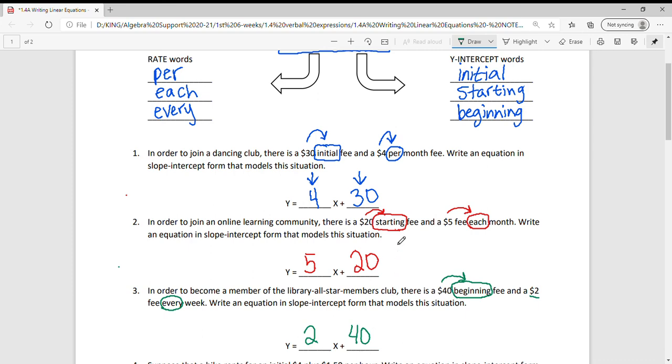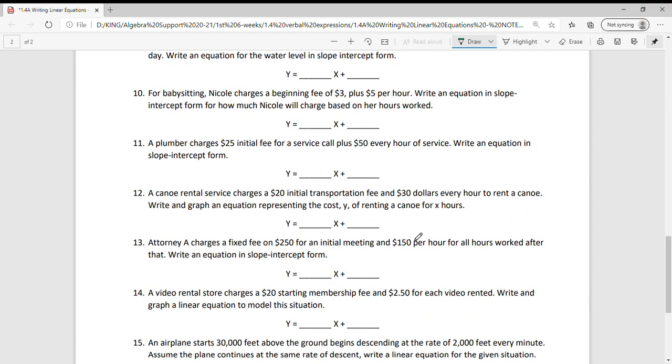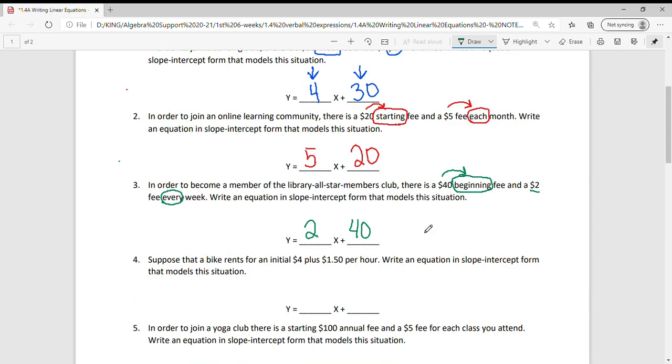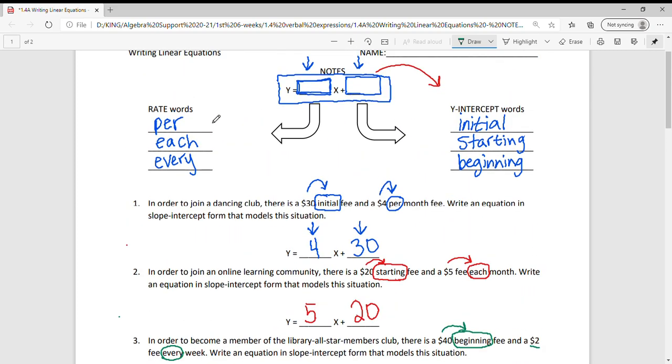So your assignment today is to finish both page 17 and the back, which is page 18. And again, I want to see not only writing the equation, but I want you to circle those rate words and those y-intercept words. So make sure you have them copied down.